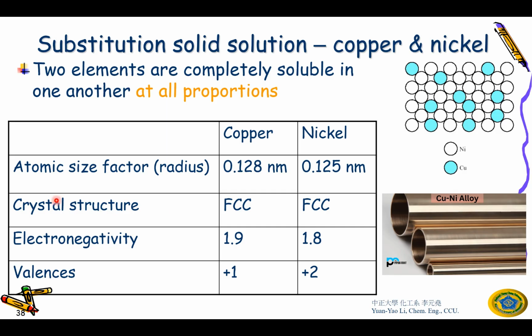Factor 2 is crystal structure. The crystal structure of copper is FCC and the crystal structure of nickel is FCC. So of course these two match, bingo. We pass factor 2. So you can think, wow, this is a good combination. They can make a solid solution, right?